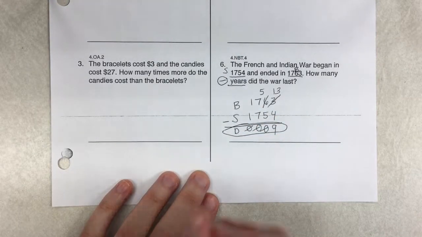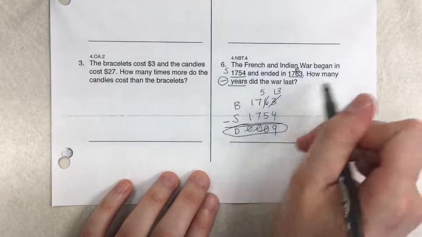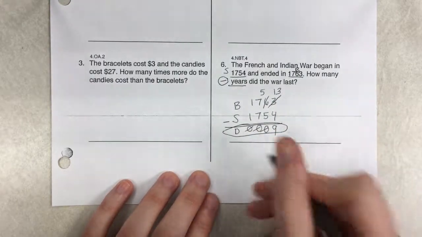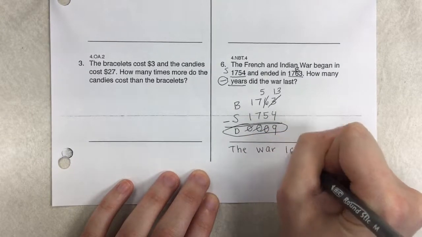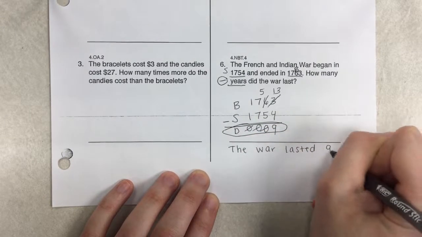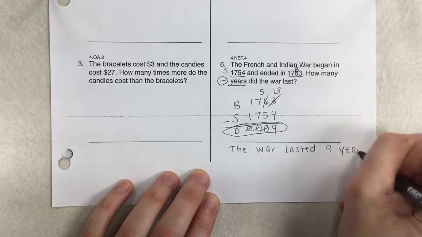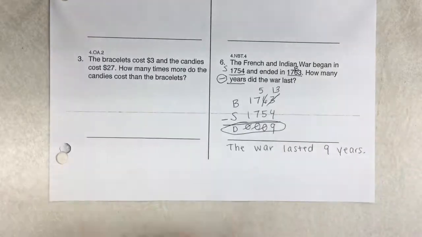My last step is to write it in a sentence. So how many years did the war last? I reword it to say, the war lasted 9 years. And then you're all set.